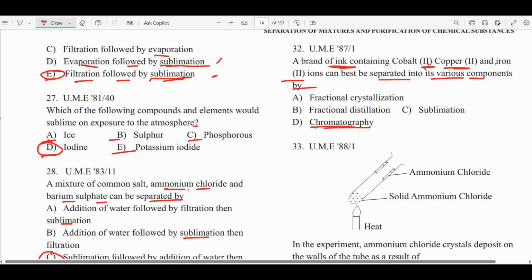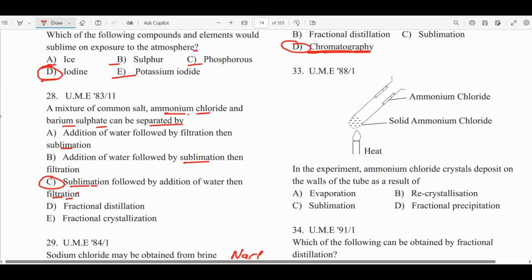That would be chromatography. Anything that involves separation of colored compounds, usually colored substances, usually chromatography is applied. Let me know what you think in the comment for this question. And we go on to question 33.